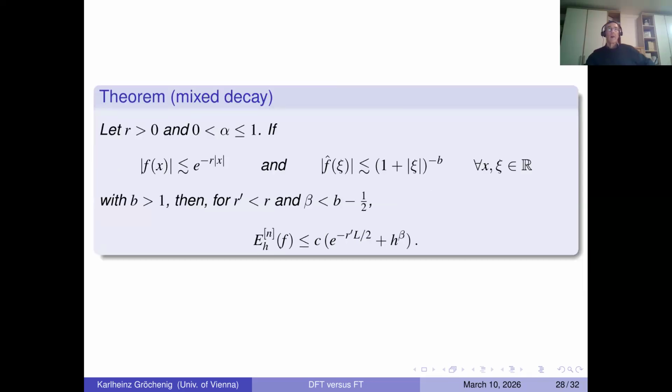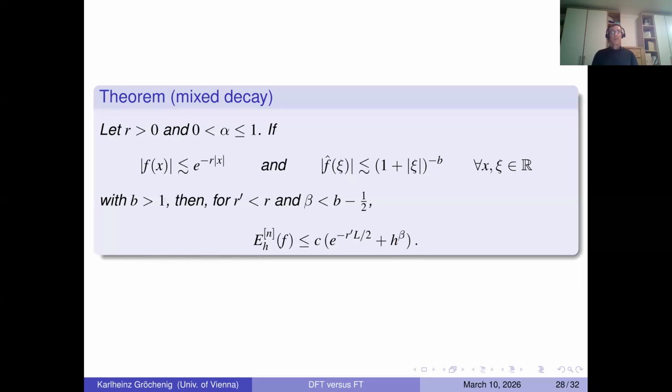Perhaps one more would be exponential decay and finite smoothness of the function. Well, you get exponential decay in terms of the length of the sampled interval, and the smoothness enters here. Now, if L is large, then basically you only see the smoothness. And then you can compare with the estimates by Stenger or by Briggs and Hansen.